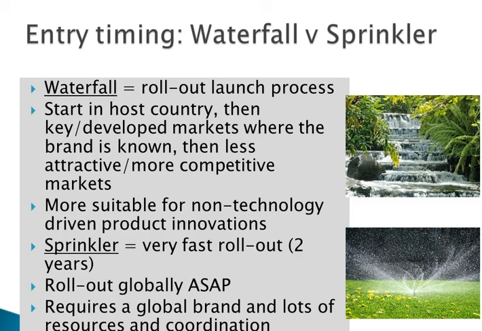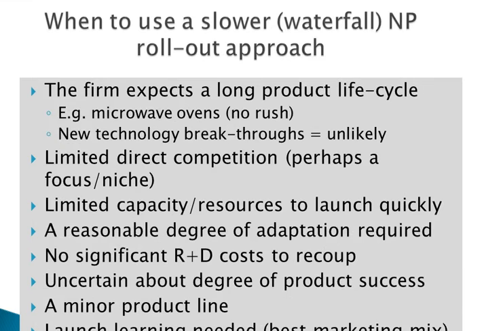Basically, a sprinkler, we see that with the large global brands that want to reach a lot of markets where there's a lot of hype. The slower approach is when it's going to be a long market. So microwaves, it's going to take years to take off. There's no point rushing out into every marketplace, etc. Where new technology is unlikely.